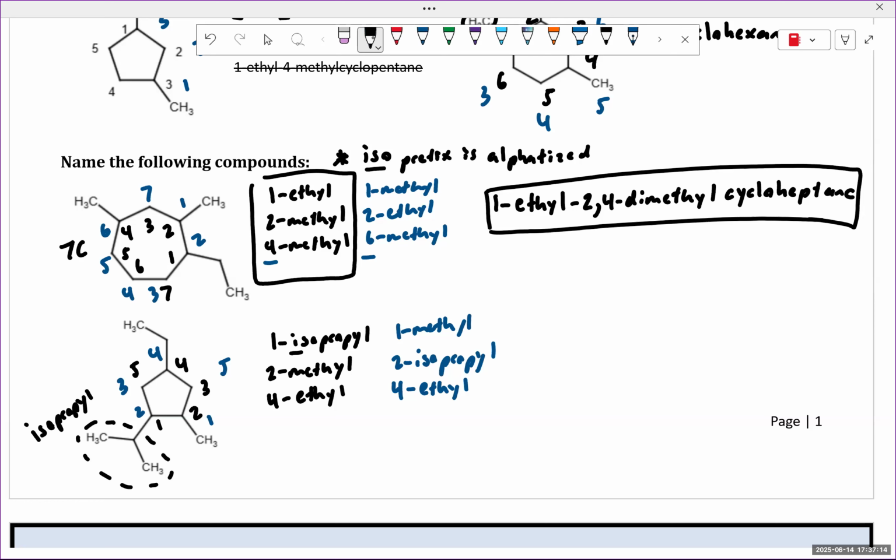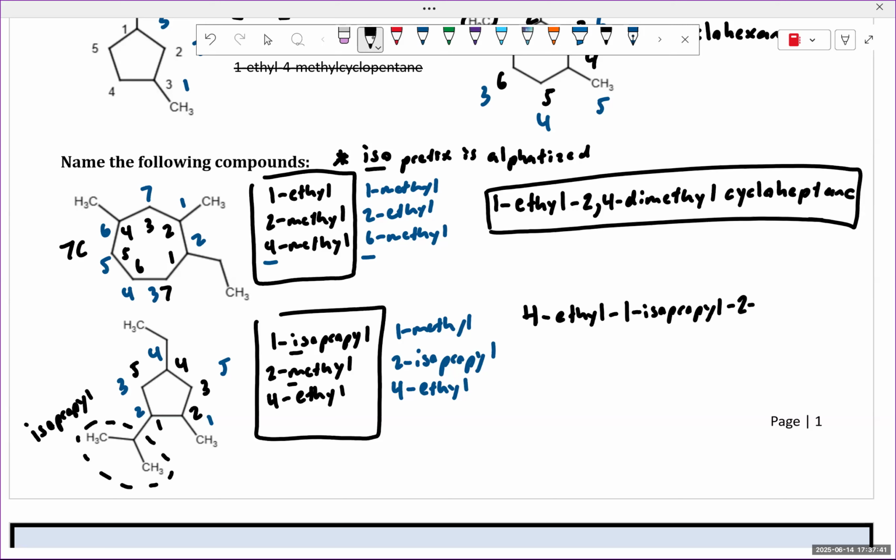Iso, this is one of the few prefixes that is counted in alphabetical order. I comes before M, so we're going to prefer to give the lowest locate number to the first substituent alphabetically, which is the isopropyl group. So we'll name this. Now, remember, you have to write your substituents in alphabetical order. So this would be named as 4 ethyl, 1 isopropyl, 2 methyl, cyclo, this is a 5-carbon chain, so this is pentane.